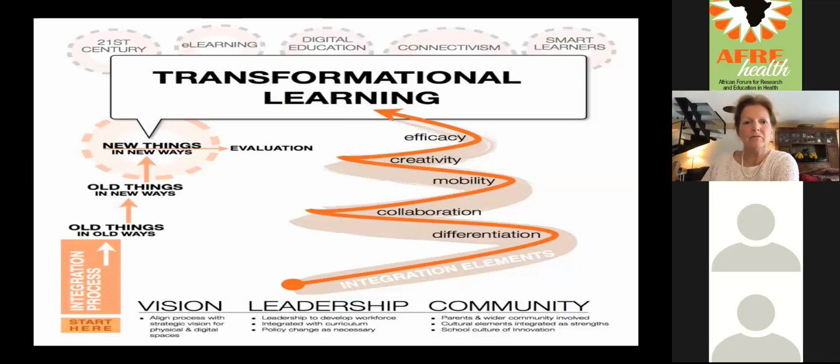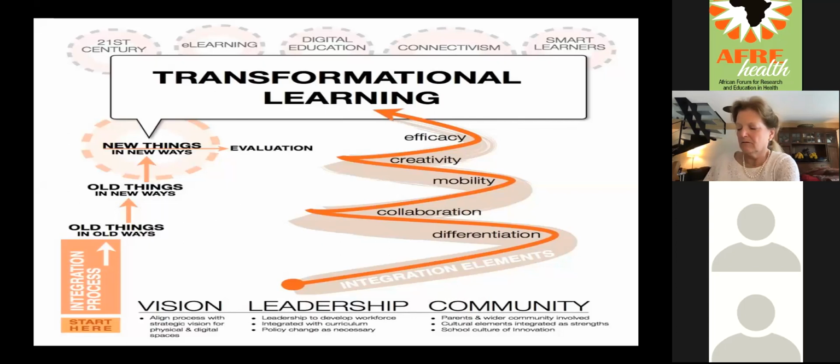This is a clip I got off one of my readings. It's talking about transformational learning, and it's telling us that we have to move away from old things in old ways, move up to old things in new ways, and move to new things in new ways. And then even evaluate these new things. Are they working? We need to have a vision, we need to have leadership, and we need to look at the community, especially here in Africa.